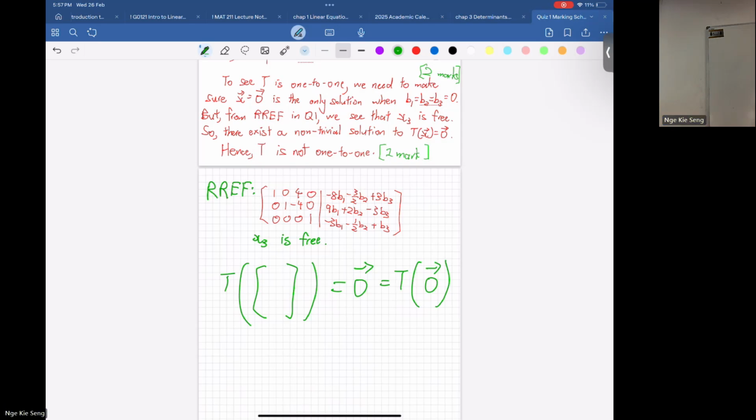Did you find another vector that gets sent to 0? Anyone of you? Yeah, come, tell me. -8, 8, 2, and 0. How do you find this?